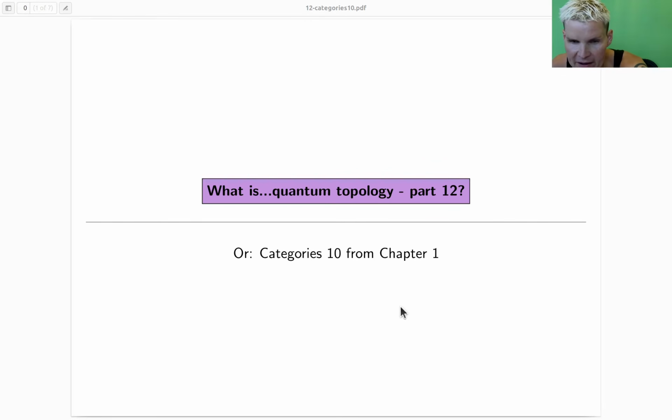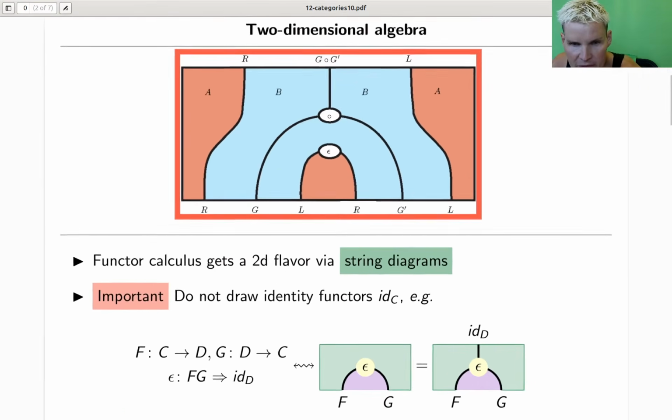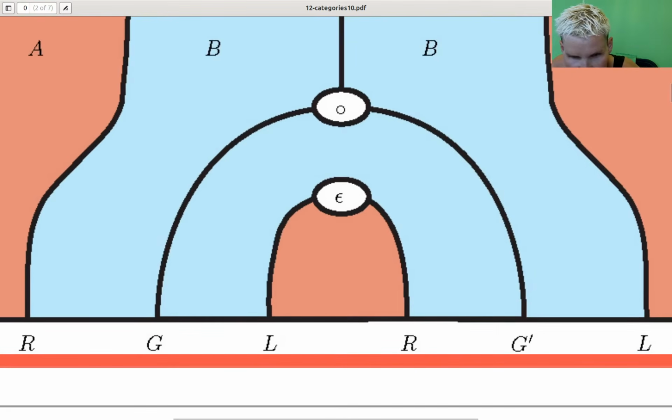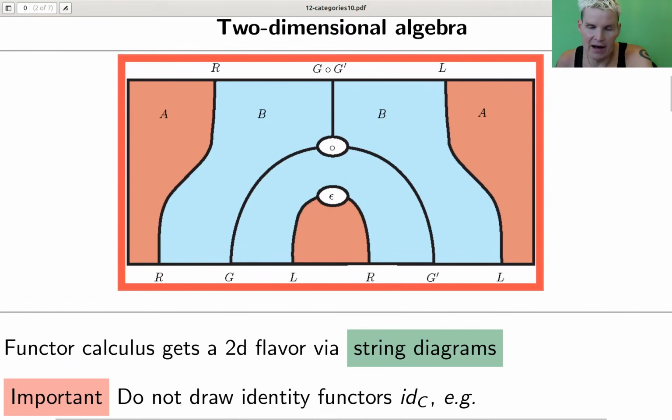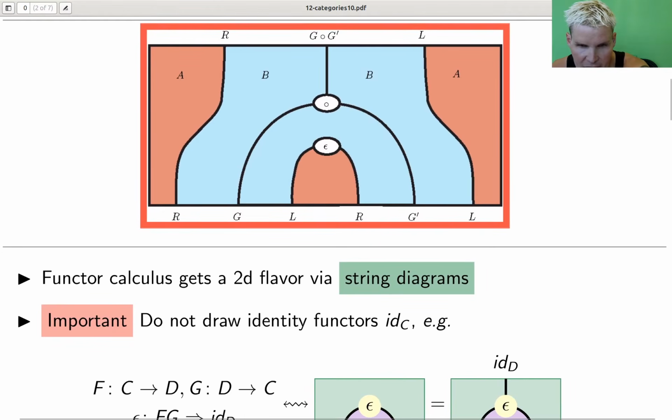Okay, so today I would like to tell you about two-dimensional algebra. So here, this beautiful picture that hopefully makes some sense at this point. So with colored regions being categories, strings being functors, and little coupons, like this little epsilon here, for example. These are natural transformations. And I always call this a two-dimensional algebra because literally you just fill in the plane, right? Okay, so functor calculus. Oh, you can call that functor calculus if you want.